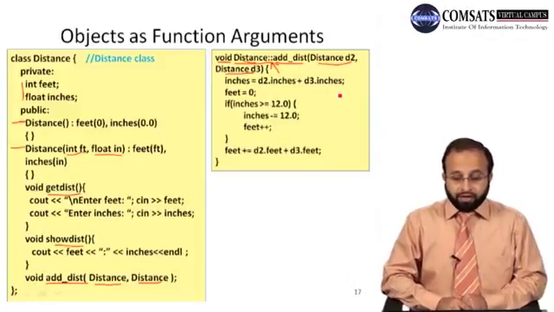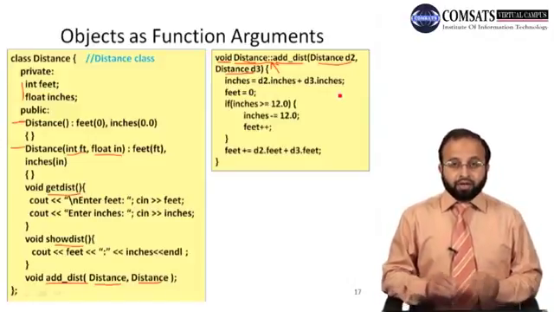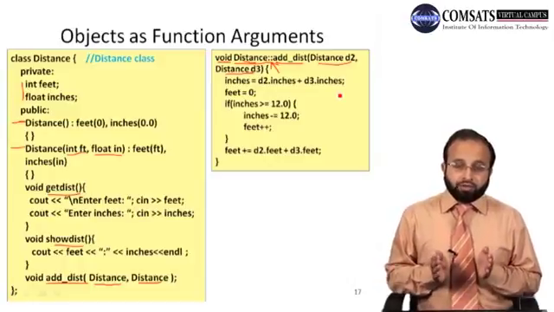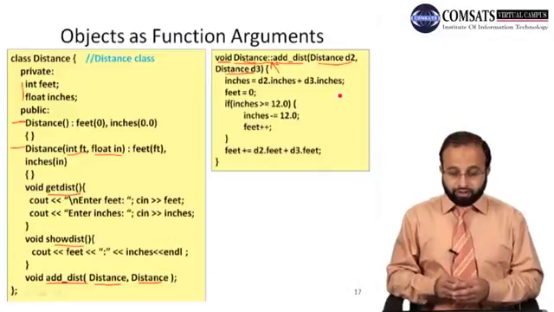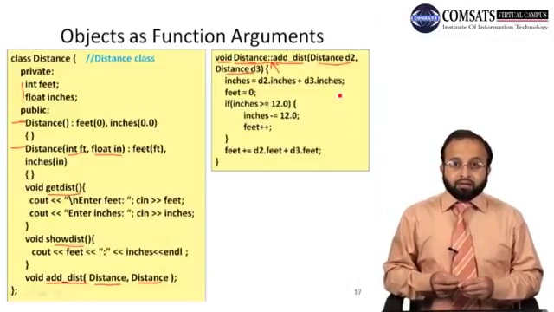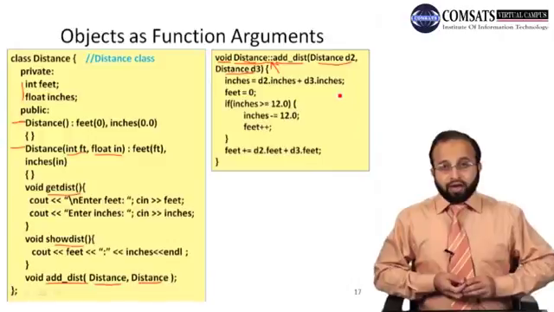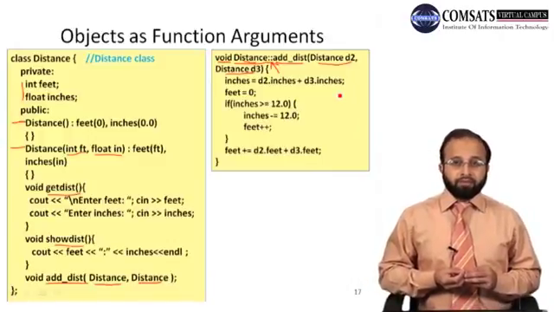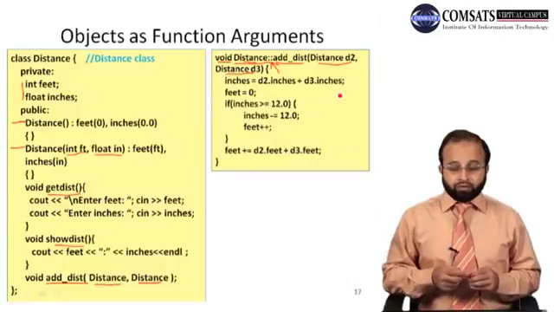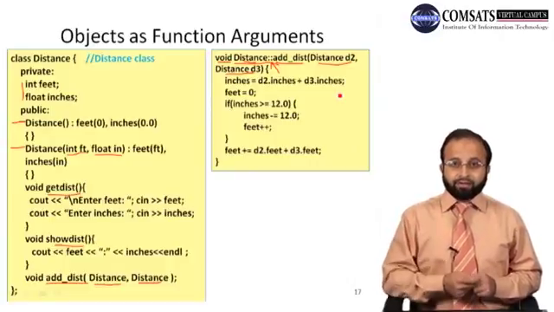So what we are doing here is, in the addDest function we are adding the two distance objects that are passed as parameters to that function, and that function will add these two distances and store the result in the private data members of the object with which you call the addDest function.